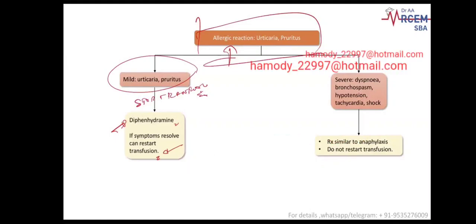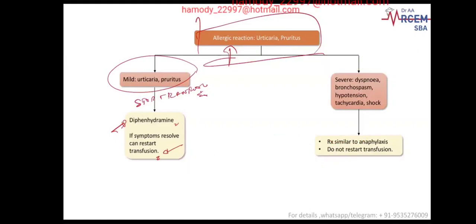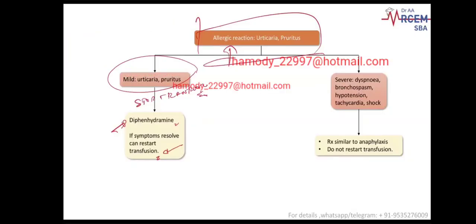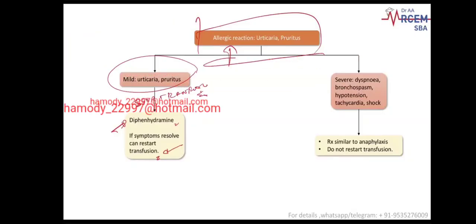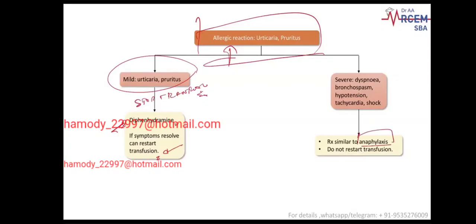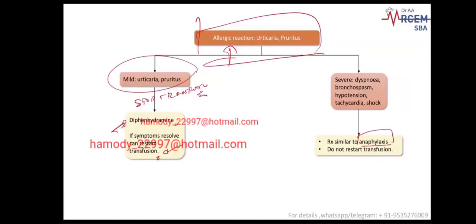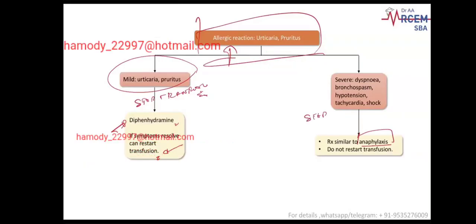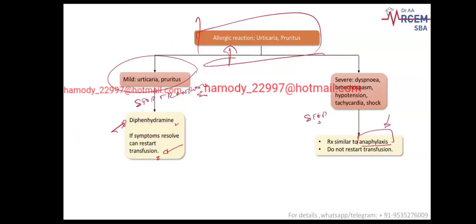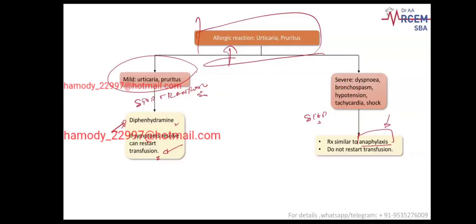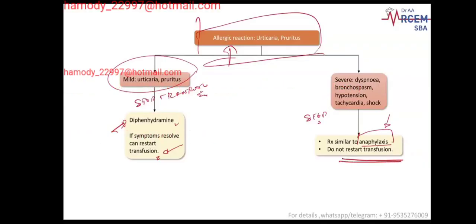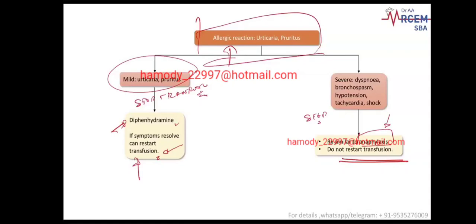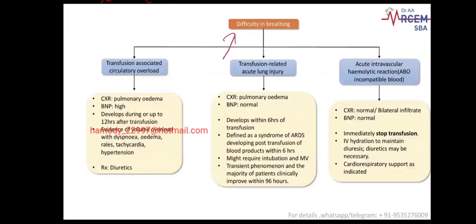Now, if they're having severe symptoms, a rash, itching, along with it more than two systems involved, for example breathing difficulty, hypotension, then this patient has a full-blown severe allergic reaction known as anaphylaxis. So you're treating like any anaphylactic reaction. Stop the transfusion first, then start treating like any anaphylaxis by giving adrenaline IM 0.5 mg. Here, you're not allowed to start the transfusion at all. In the mild case, you can start the transfusion once the symptoms have resolved.